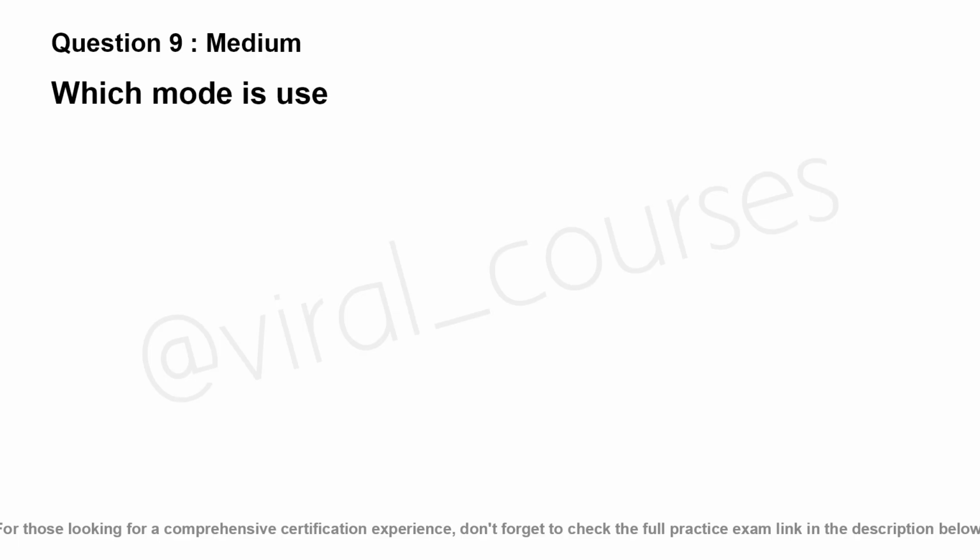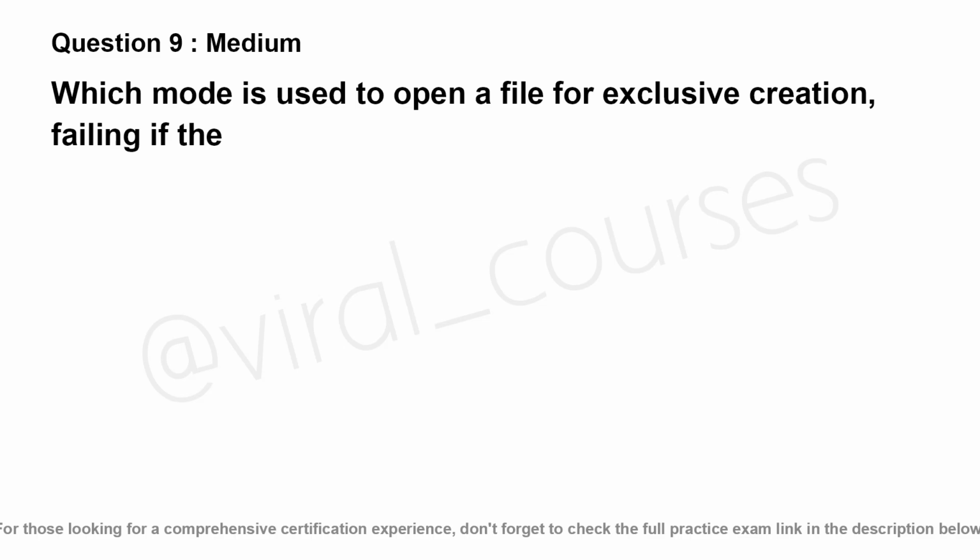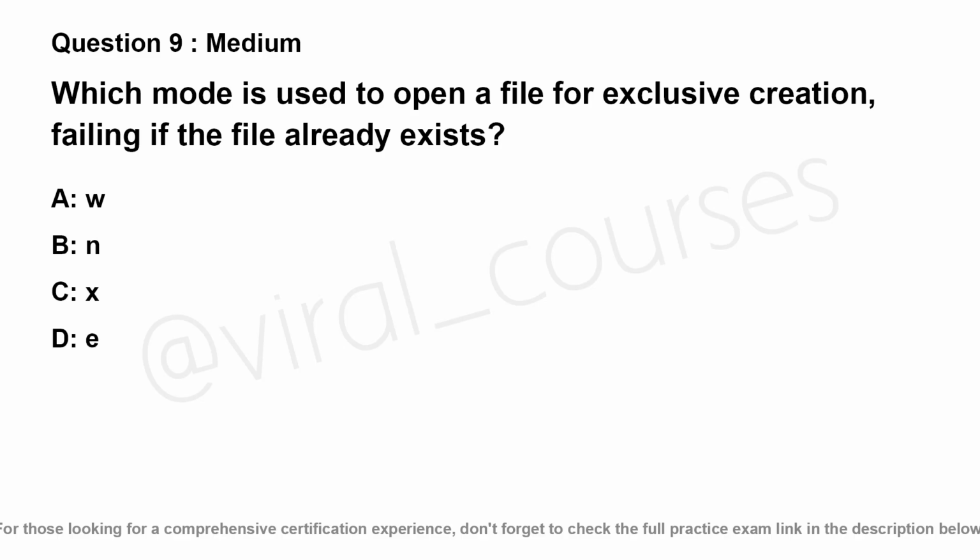Which mode is used to open a file for exclusive creation, failing if the file already exists? Option A, W. Option B, N. Option C, X. Option D, E.